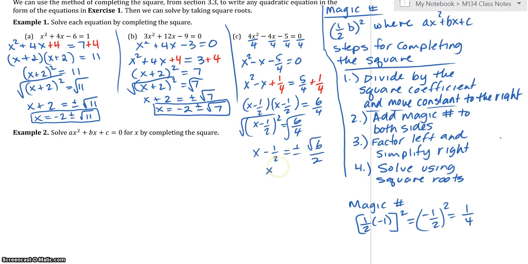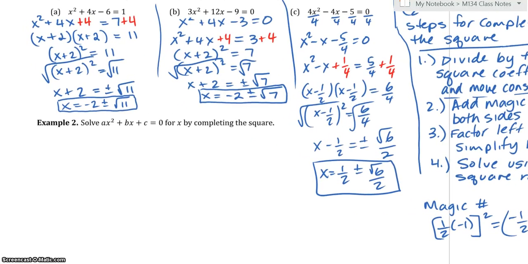So the answer is, I know I'm going into the next problem, but the answer is, whoops, what is the answer? Let's erase that. Add 1/2 to both sides. It's going to be 1/2 plus or minus the square root of 6 over 2. Whew. There it is. So that was a tough one. We definitely needed more room.